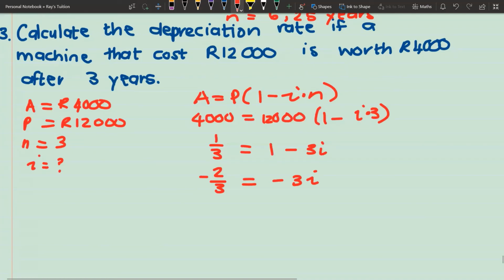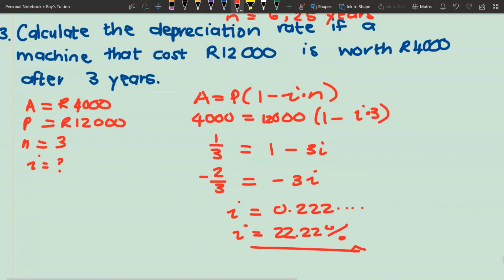And then we get that our interest rate is 0.222, which we can write as 22.22%. Okay, I hope that you have understood this video.